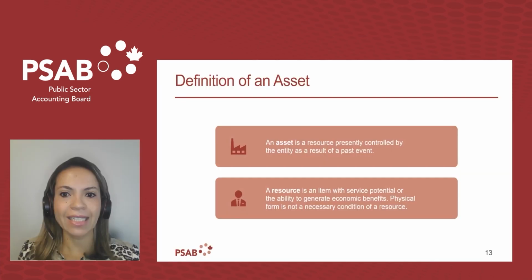Thank you, Antonella. Before we get into the standards themselves, let's look at the asset definition. An asset is a resource presently controlled by the entity as a result of a past event. The definition of an asset can be dissected into key characteristics. First one, they embody resources. And as you can see on the slide, a resource is an item with service potential or the ability to generate economic benefits. Physical form is not a necessary condition of a resource. Second, they are presently controlled by the entity. And third, they arise from a past event.